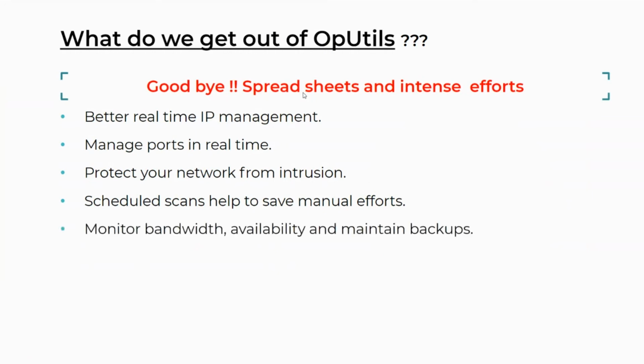And then OpUtils gives you a bunch of 30-plus networking tools completely free of cost, which you can use to monitor bandwidth, check the availability of your network devices, maintain backups, diagnose your network with network monitoring tools, carry out various SNMP-based activities with SNMP tools, and so on.